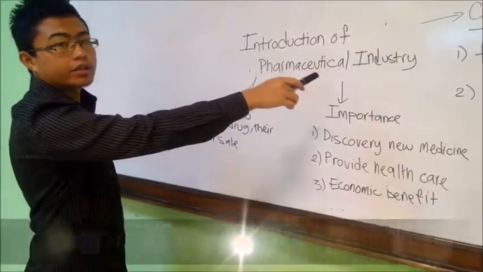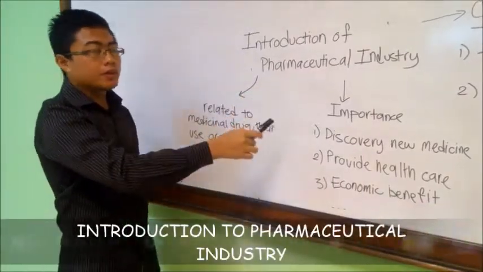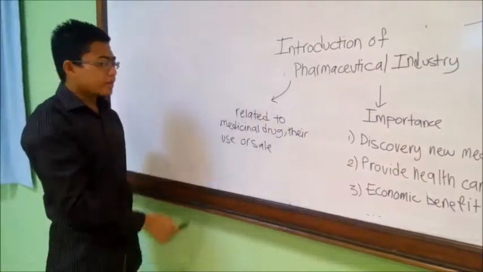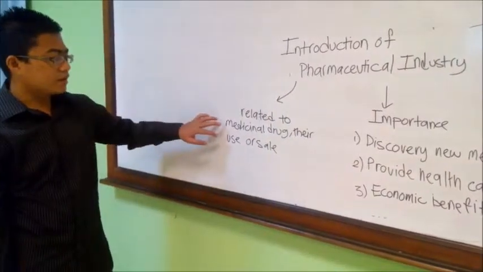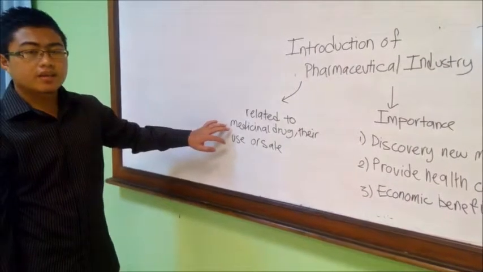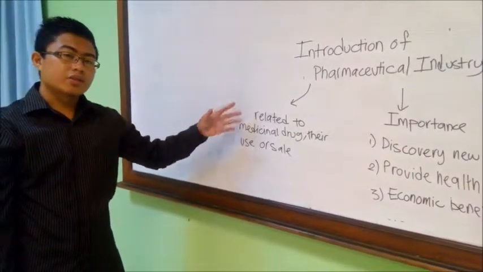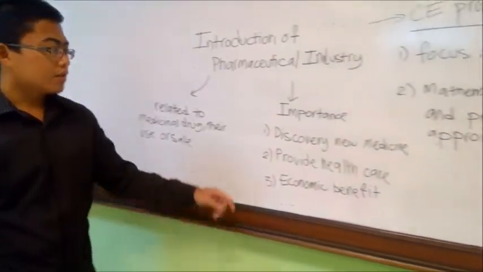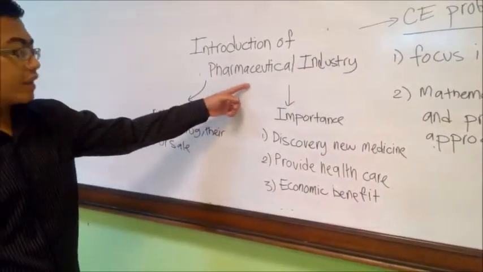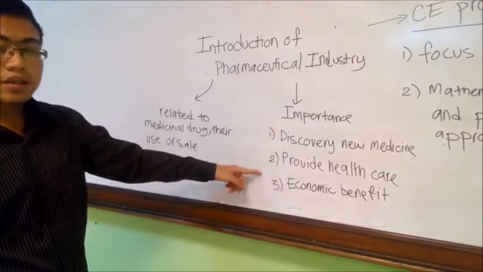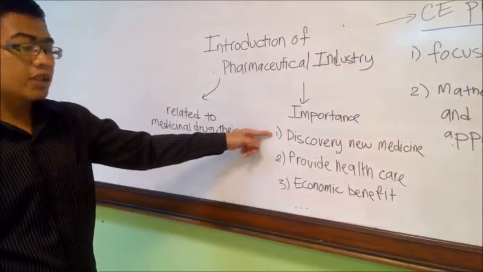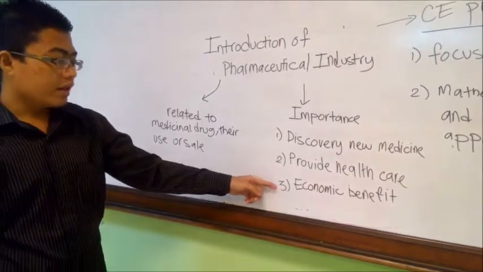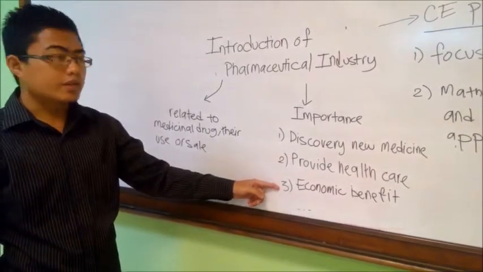Of pharmaceutical industry. I will explain briefly of it. Pharmaceutical is something that is related to medicinal drugs they use or sell. It means they use drugs to make medicine. The importance of this industry includes these three: discovery of new medicine, provision of healthcare, and economic benefit.